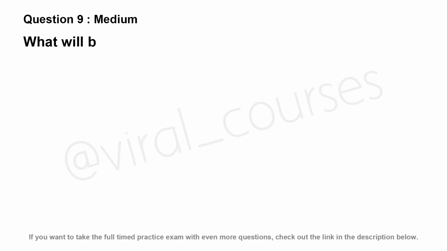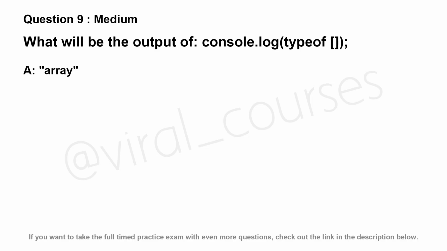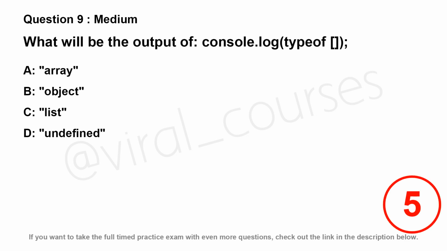What will be the output of console.log typeof? Option A, array. Option B, object. Option C, list. Option D, undefined.